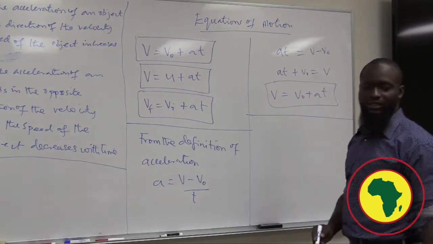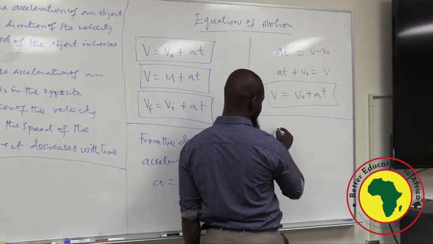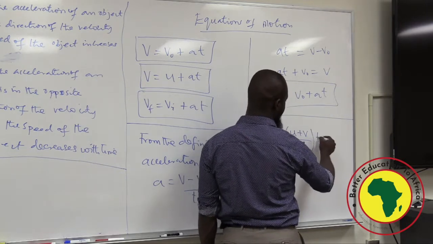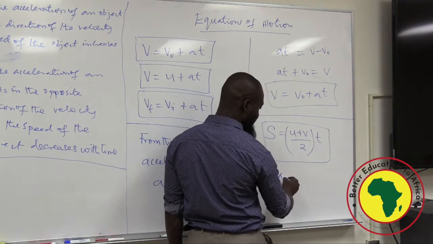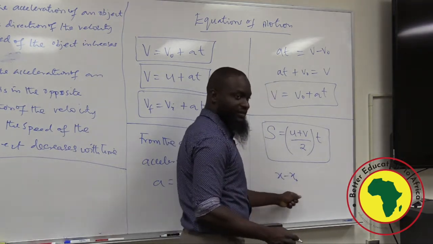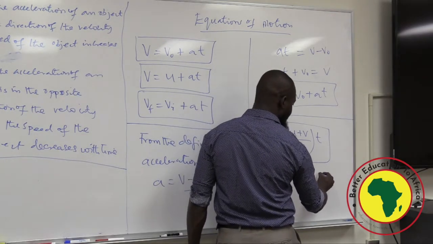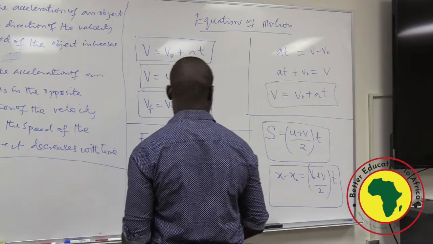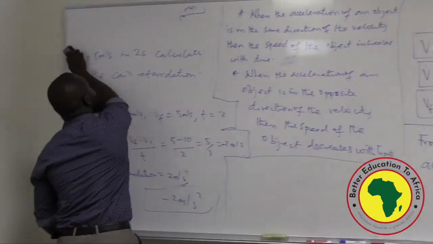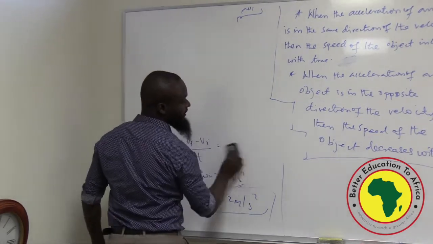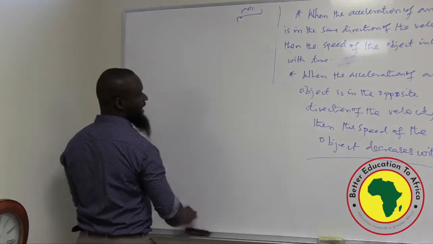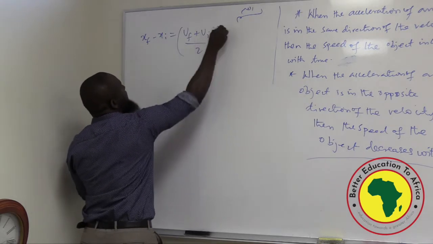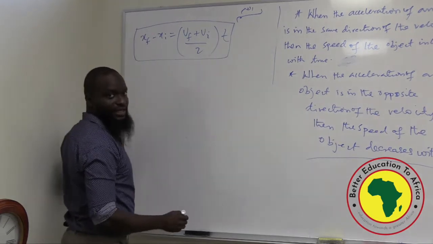Now let's go to the second equation. The second equation is just the definition of average speed. The second equation says S equals U plus V over 2 times T. Which you can also write as X minus X naught, which is how some people define the difference in position, equals V naught plus V over 2 bracket T. Another notation for the second equation of motion is x final minus x initial equals v final plus v initial over 2 bracket t. All these notations are the same, saying the same thing, okay?